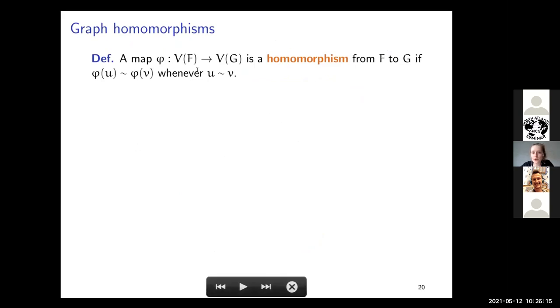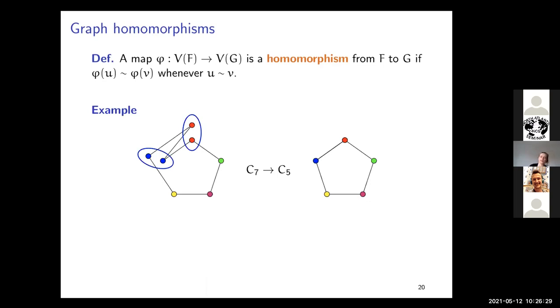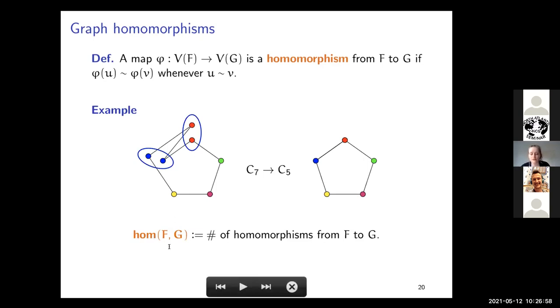A map from the vertices of a graph F to G is a graph homomorphism if it preserves adjacency. In isomorphism, we needed to preserve both adjacency and non-adjacency. Here, we just need to preserve adjacency. Here's a simple example. I can take a 7-cycle and map it with a graph homomorphism to a 5-cycle by identifying these two blue vertices and these two red vertices. If you want to think in terms of pictures, you start with your source graph and you fold the edges onto your target graph. You might not only want to ask whether there is a homomorphism from one graph to another, but also count how many there are. This is usually denoted hom(F, G), the number of homomorphisms from F to G.